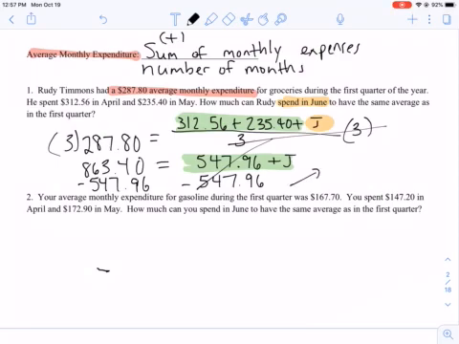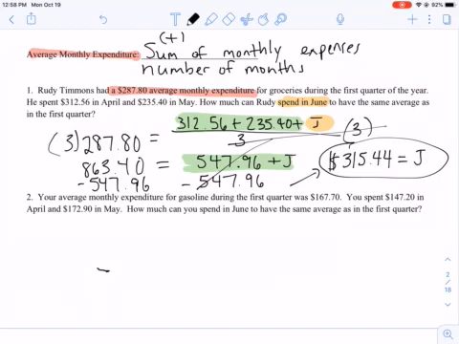Well, I typed it in my calculator, and I got $315.44 is J. So he can spend $315.44 and still have that $287.80 average. So that's kind of complicated there.